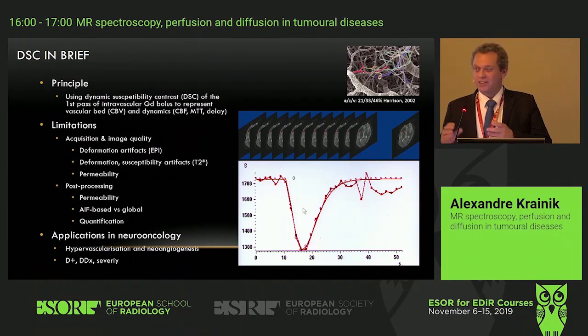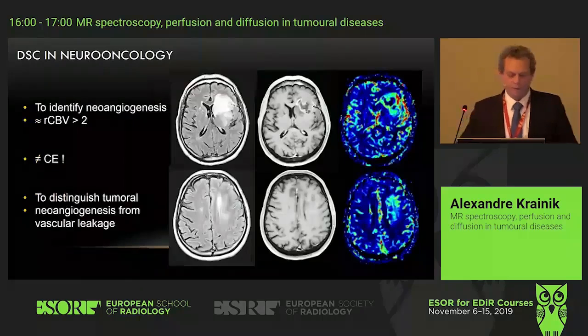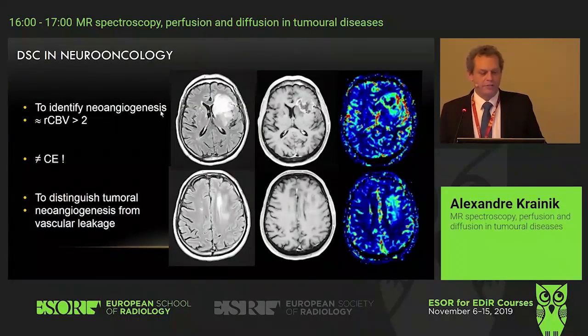Of course, if there's any kind of leakage, I mean permeability, then you cannot assume that what you get here at the exit is the same amount as on the entry. And then you will have to handle this leakage problem, permeability problem. Then first, we will try to identify neoangiogenesis.